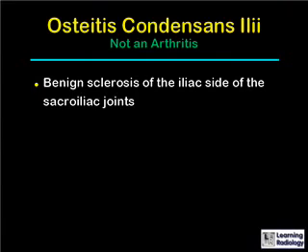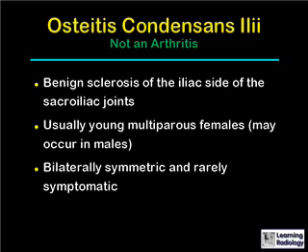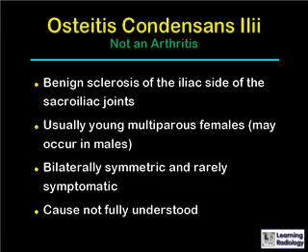Osteitis condensans ilii is a benign sclerosing lesion of the iliac side of the sacroiliac joints. It usually occurs in young, multiparous females, although it can occur in males. It's frequently bilaterally symmetric and rarely symptomatic, and its cause is not fully understood.